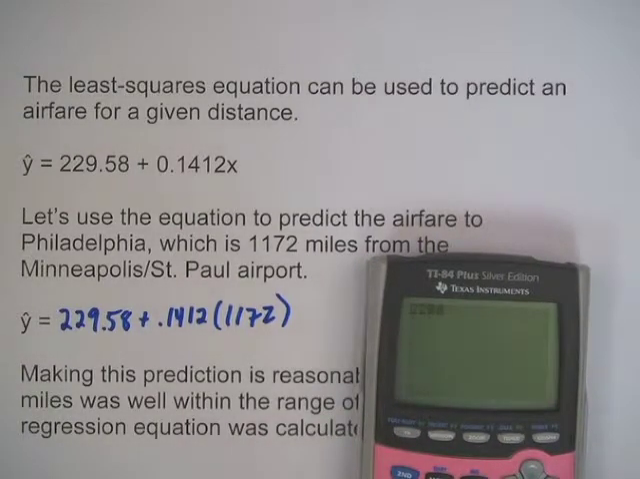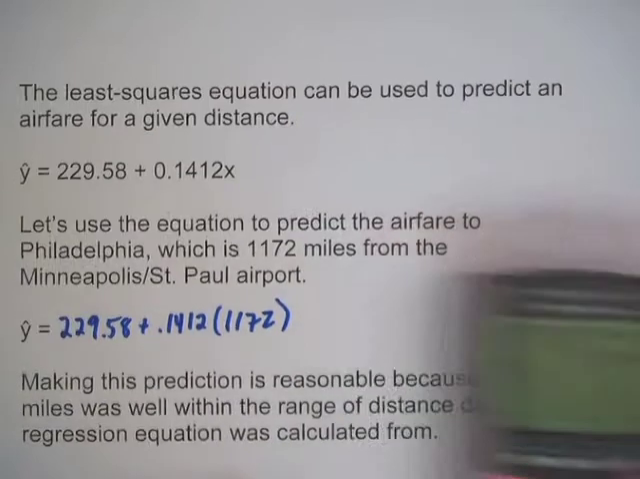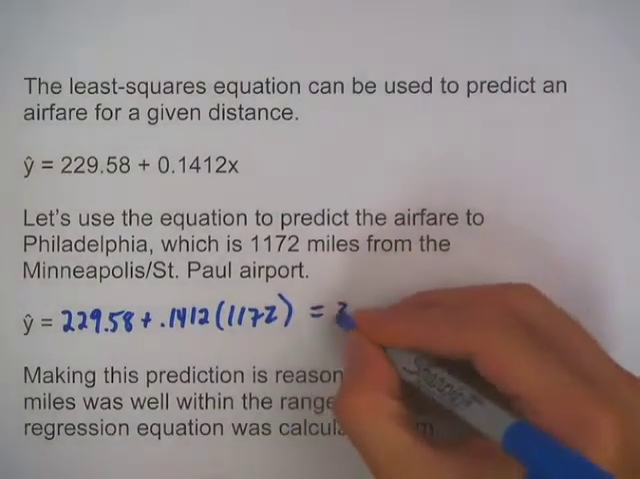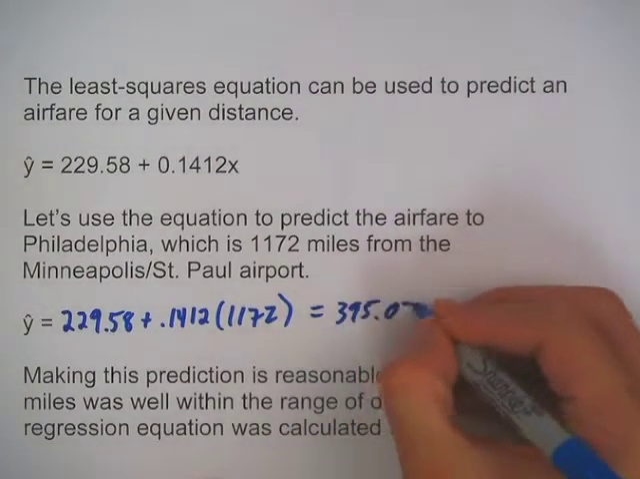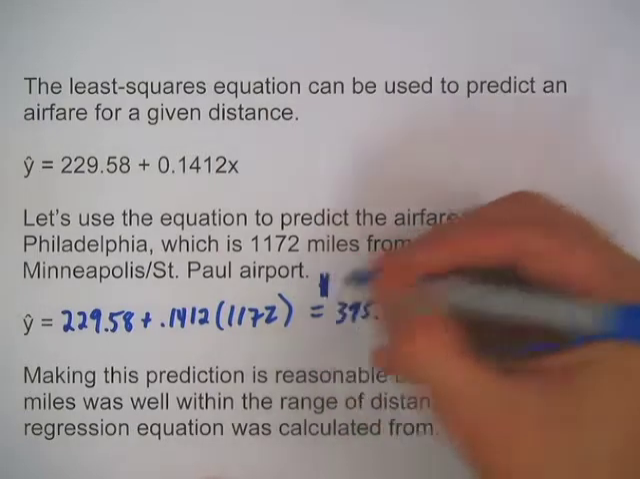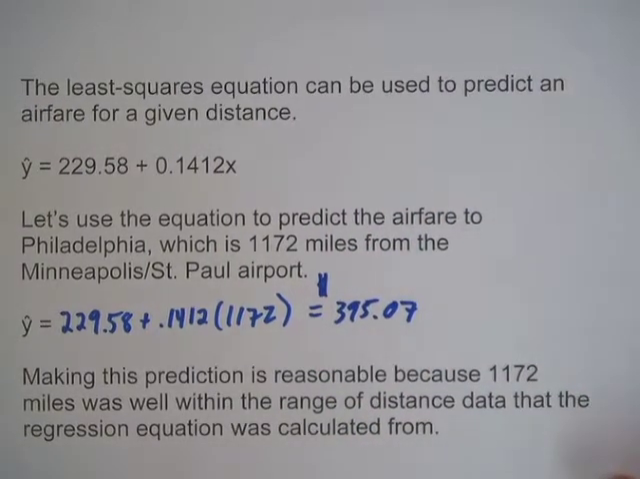So 229.58 plus 0.1412 times 1,172. Hit enter, and we end up with a predicted airfare of about $395.07. Let's put units on there. Those are in terms of dollars.